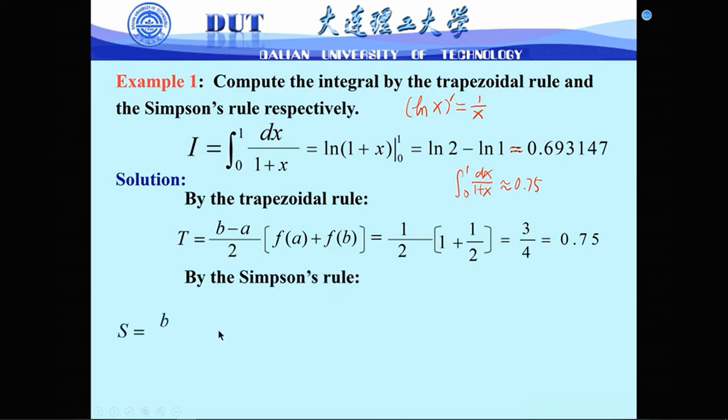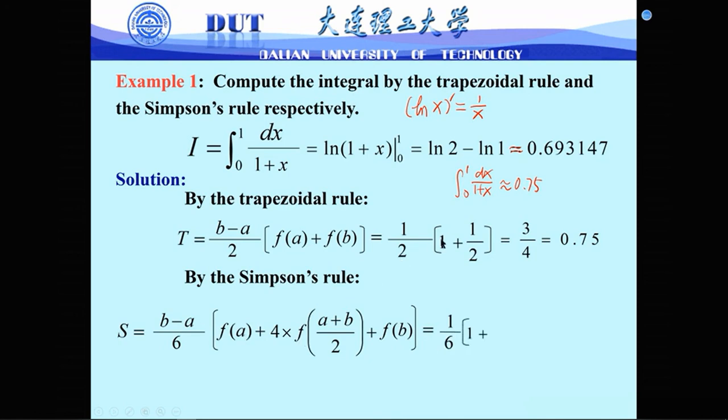Now, let's try. We use capital S to represent the Simpson's rule. So you should remember the formula, right? b minus a over 6, 1 4 1. Okay? f(a) plus 4 times f((a plus b) over 2) plus f(b), right? Okay, so b minus a is 1, so 1 over 6, right? f(a) here is just 1, right? So 4 times f((a plus b) over 2). a is 0, b is 1, so 1 over 2, right?